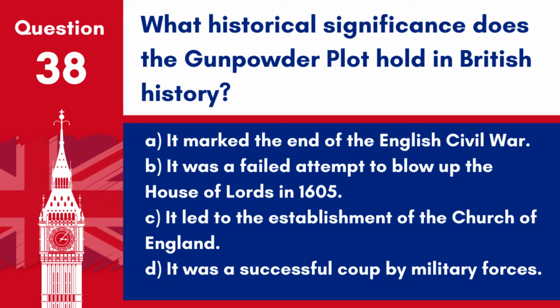Answer. B. It was a failed attempt to blow up the House of Lords in 1605. The Gunpowder Plot of 1605, led by Guy Fawkes and other Catholic conspirators, aimed to assassinate King James I and blow up the House of Lords, but it was foiled on November 5th, now commemorated as Guy Fawkes Day.